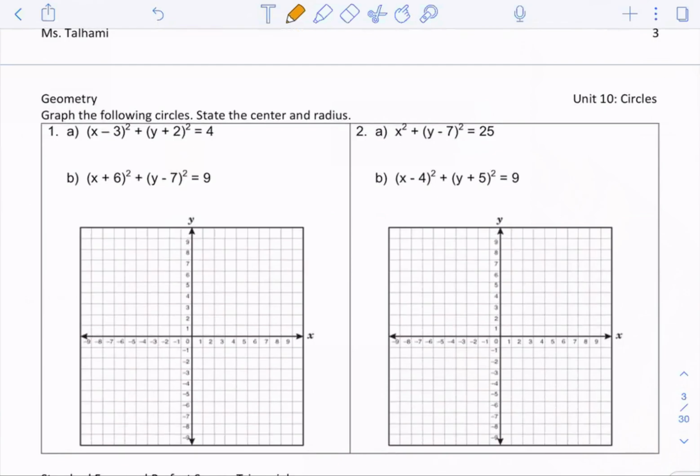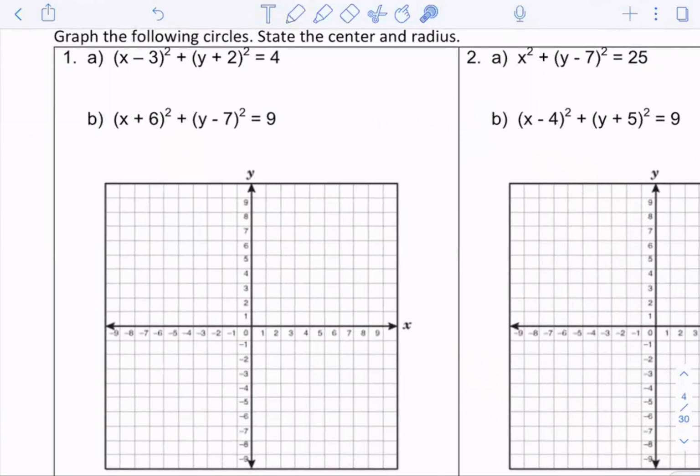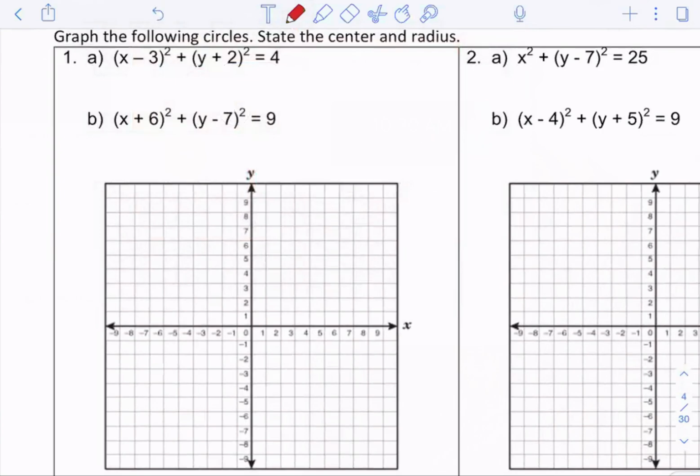Okay, so let's do this first example here. The equation says x minus 3 squared plus y plus 2 squared equals 4. And our task is to graph that. So what do you think is the first thing we should do before we even graph it? I would pull out the center, which would be positive 3, negative 2.